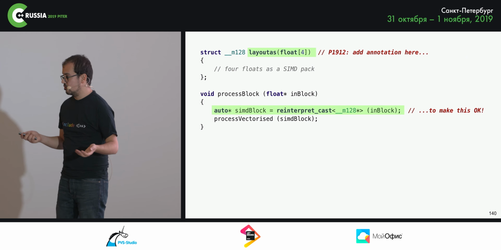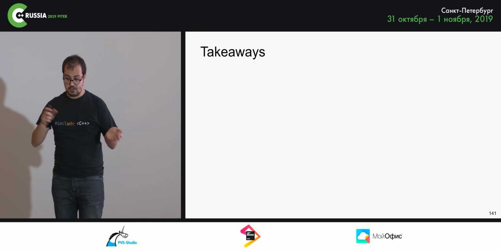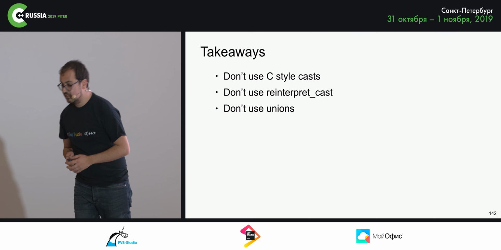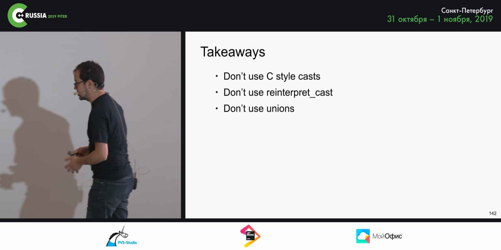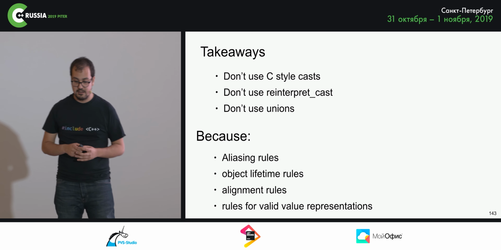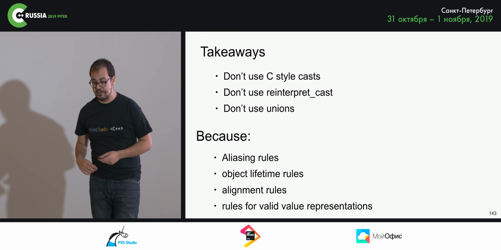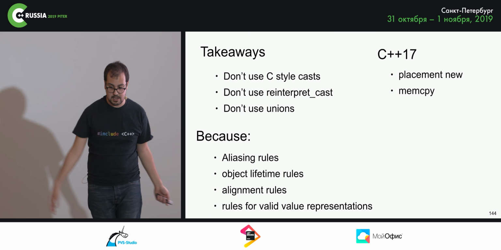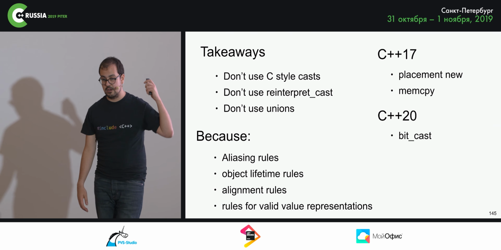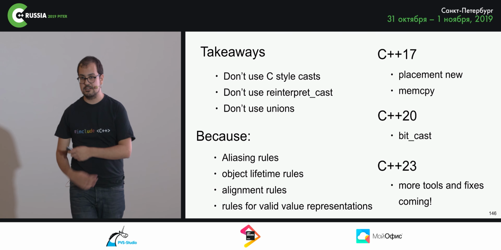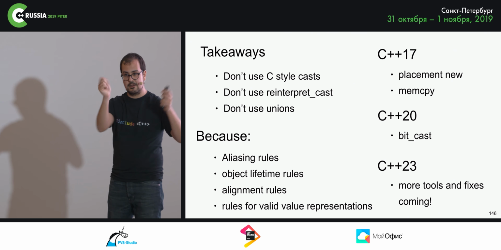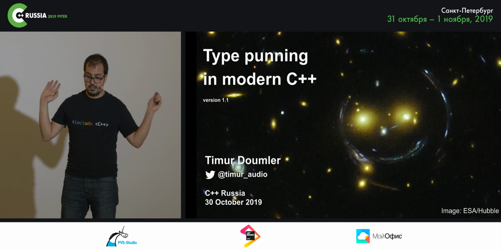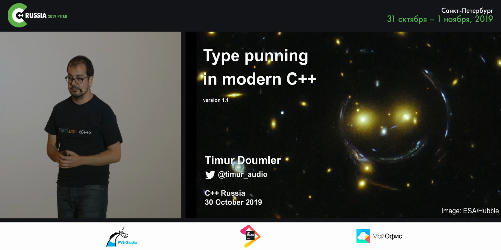Hopefully they're going through. I think I'm out of time, so that's good, because now I'm at my summary slide. Here are the takeaways. Don't use C-style casts, don't use reinterpret casts, and please don't use unions, because of these things that we discussed, okay? Instead, in C++17, you can use placement new, you can use memcpy. In 20, you have bit_cast, and in 23, you're going to get lots more useful stuff, which is going to plug all these holes and give you all these tools. And this is how you do type punning in modern C++. Okay, thank you.